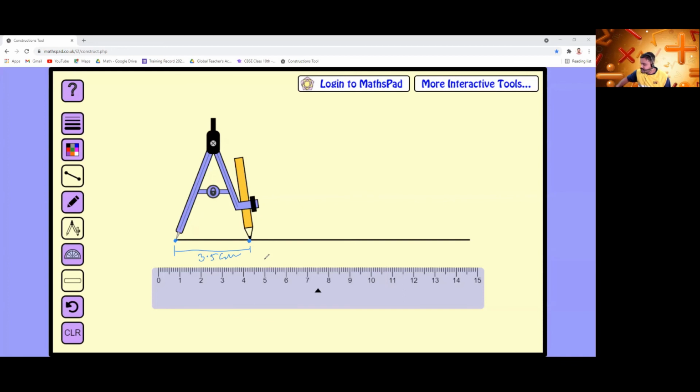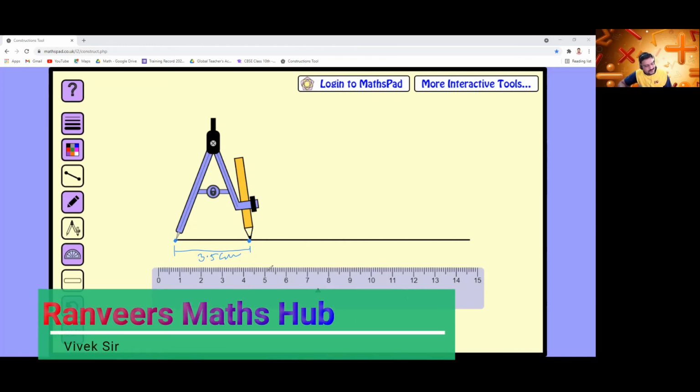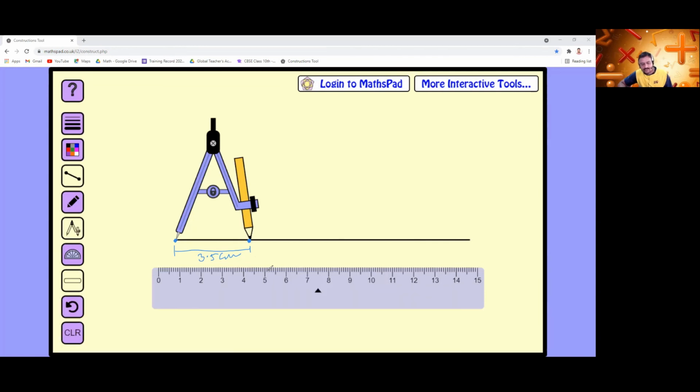Is it clear to everyone? Is it clear to everyone? Okay, then we will stop here. Tomorrow we will continue the next part of this chapter, that is angles. Tomorrow we will take the theoretical part of angles, and the day after tomorrow we will do the exercise.